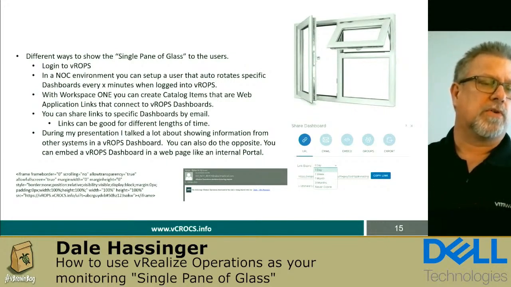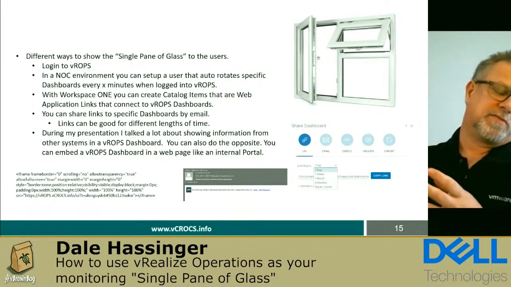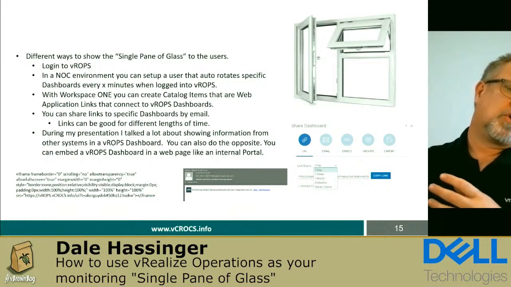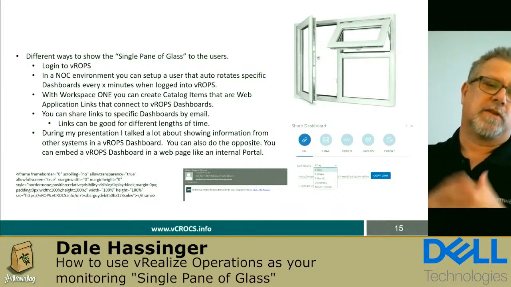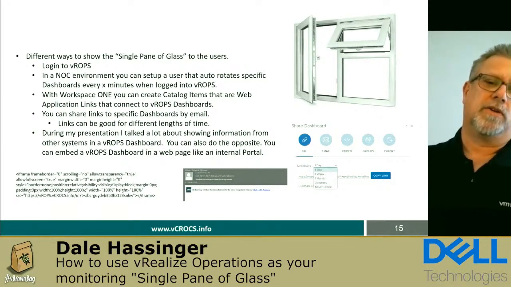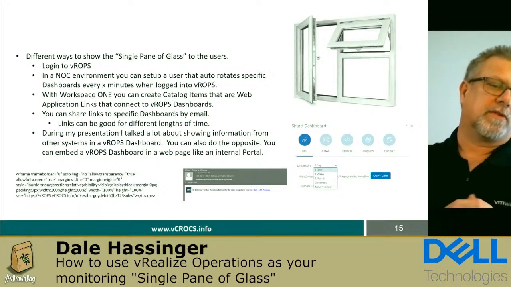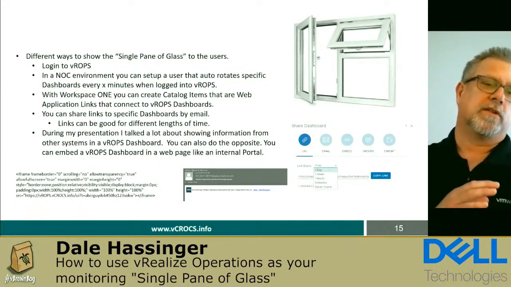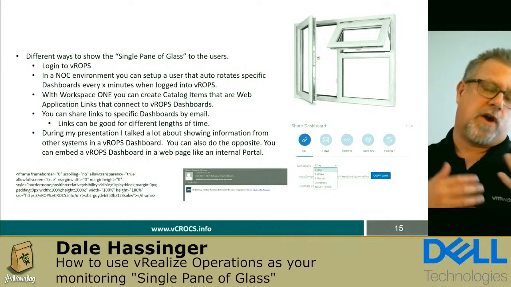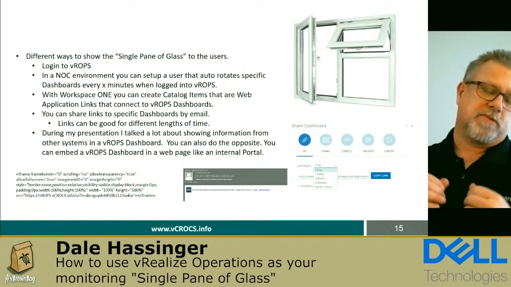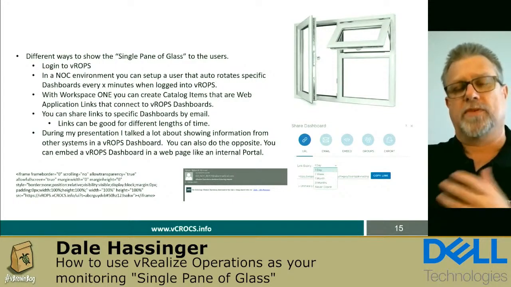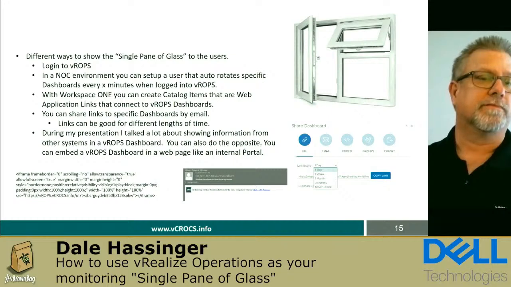So I'm also showing that let's say there's one dashboard that you created, and you have a corporate portal that's already in place, and you're like, man, I'd really like to show that data. You can take the embedded information, and that's what I'm showing, and include that in other systems. I mean, everything I'm talking about is bringing data into VROPS, but you can do the opposite too if you really have to.